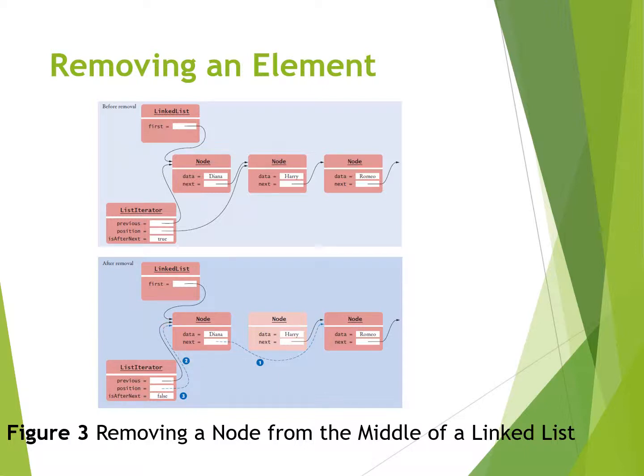But right now, the state of the linked list and iterator class is not very stable. We need to call the next method to rectify and correct the position and make the position refer to Romeo before calling the next remove method.